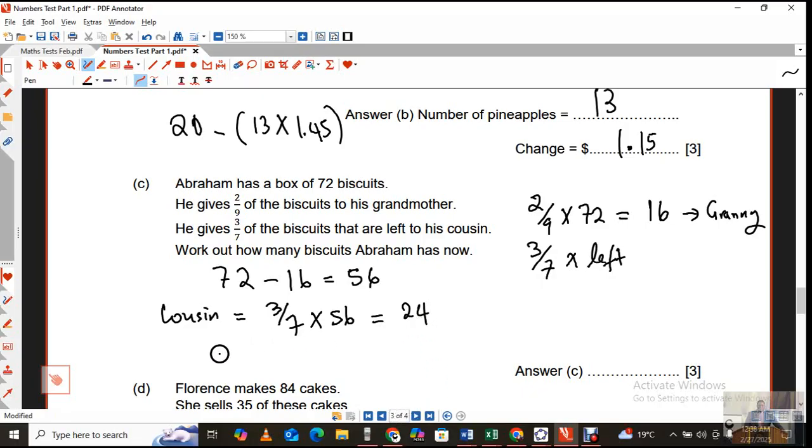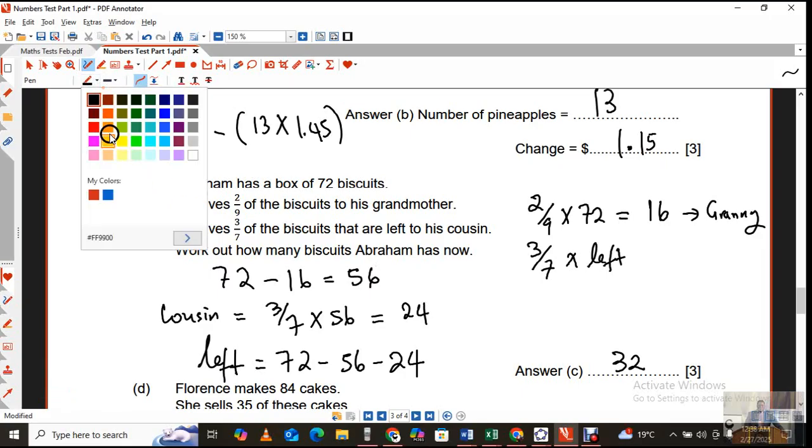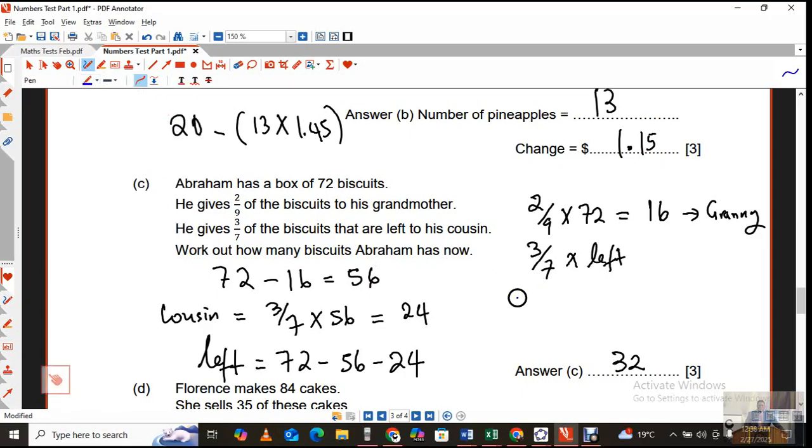So the biscuits left after he gave away would be 72 minus 16 minus 24, and he's going to be left with 32. Of course, there's another shorter way of calculating this, and perhaps I'll just write it there. So you can also work it out another way. What if you just say 2 over 9.